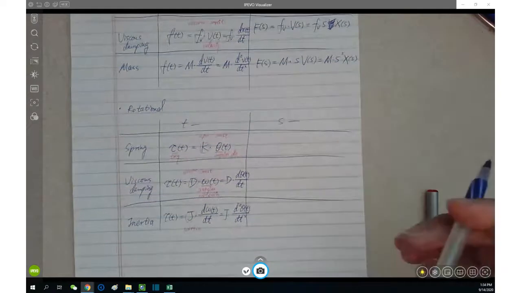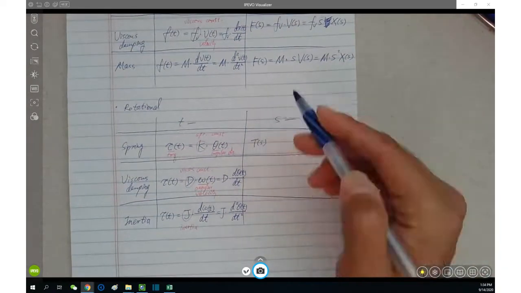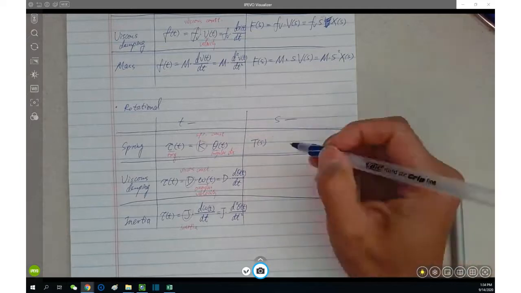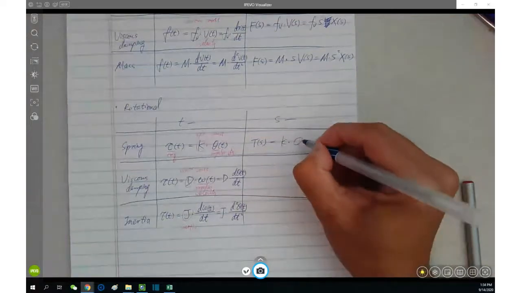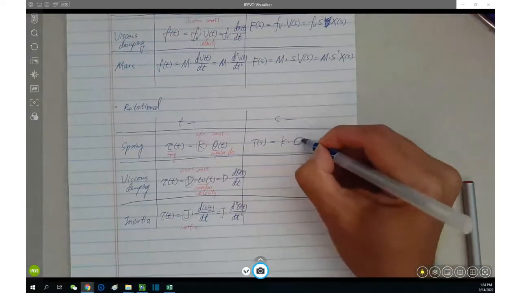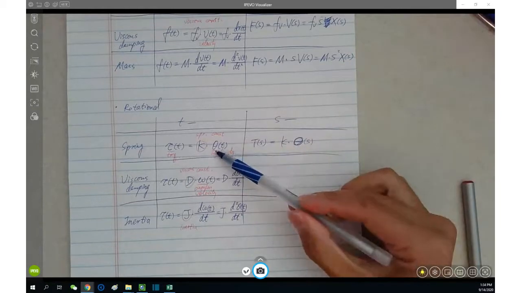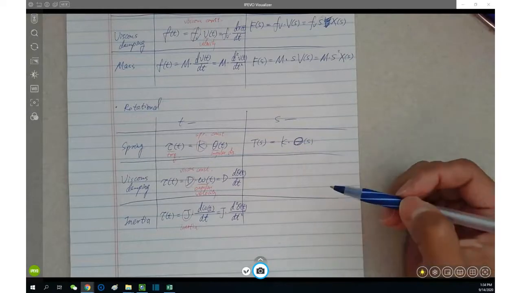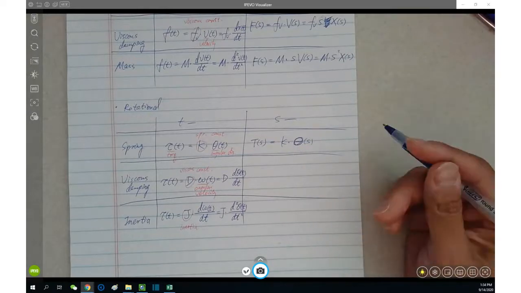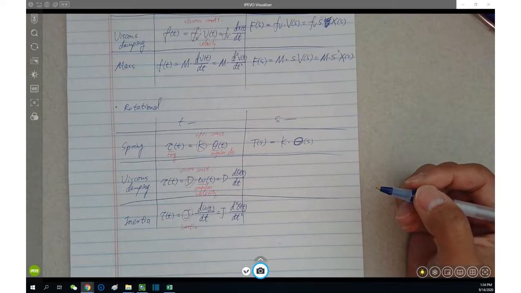All right, basically, this is as easy as capital T. Torque in the S domain, capital T of S equals the constant k times the capital letter theta. It's a tricky part. The capital theta has a similar look, however, just bigger. Becomes bigger.